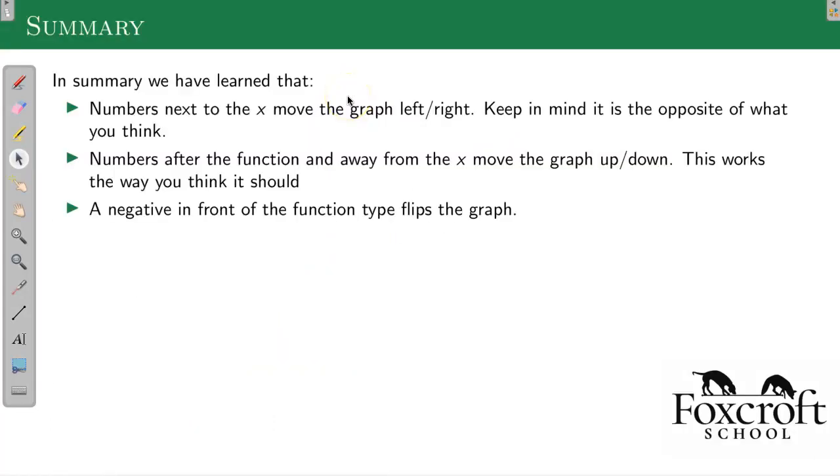So that's all you need to know about transformations. The things near the x, so in the square roots, it's kind of obvious because it's wrapped in the square root. That's going to go left and right. The things away from the x, that happen after your function, that's going to move you up and down. And then the negative in front of your function just flips it to go the opposite direction, flips it up and down, not left and right.